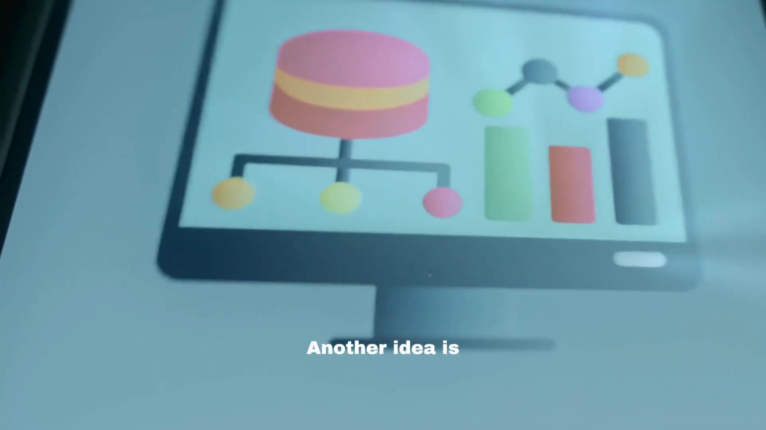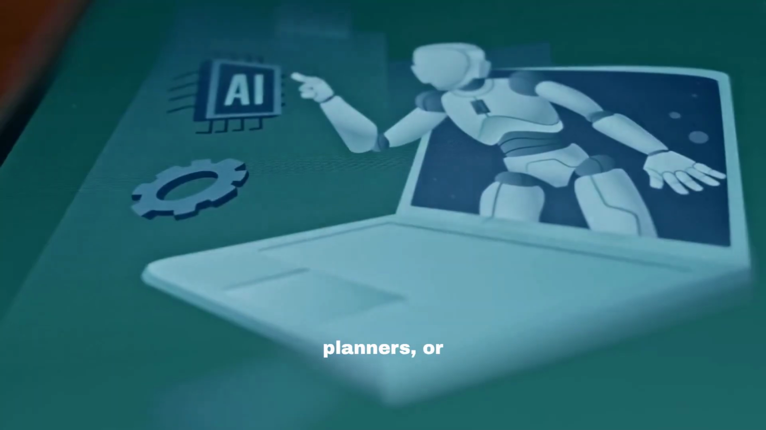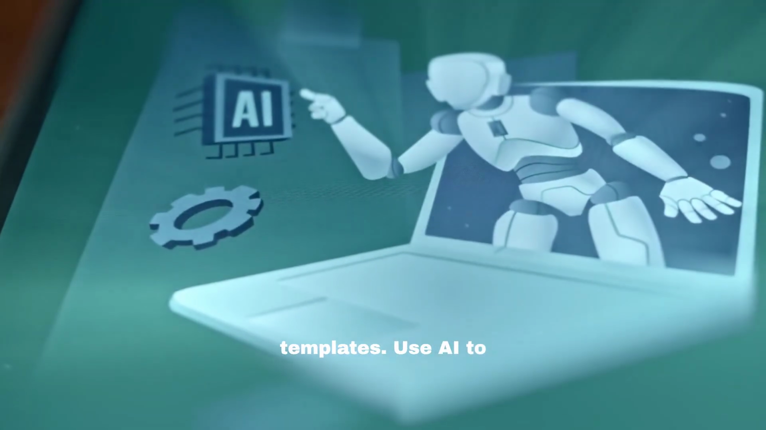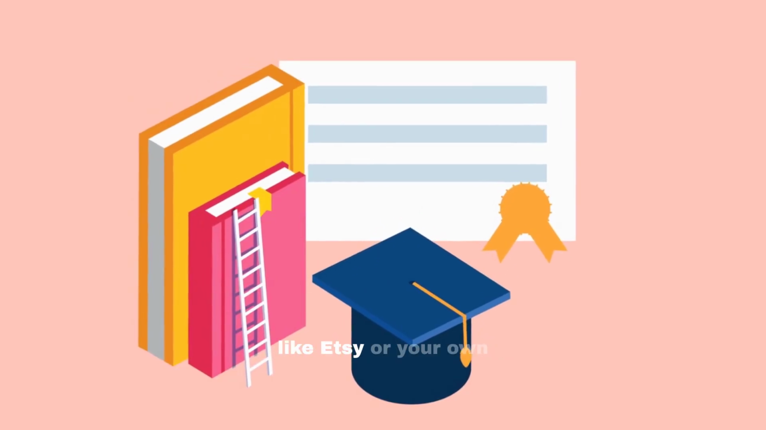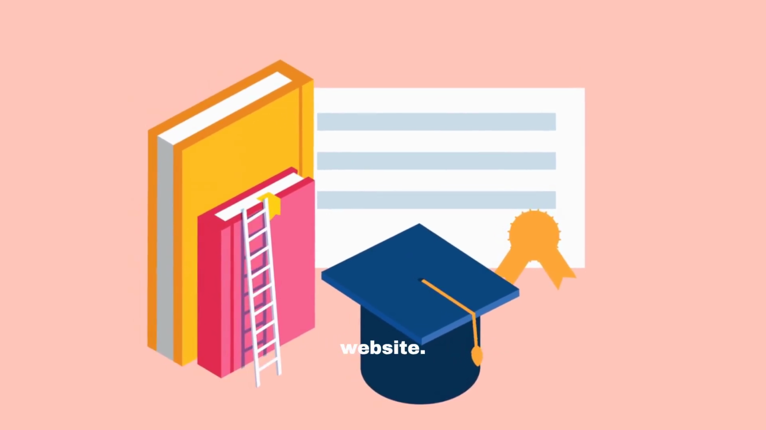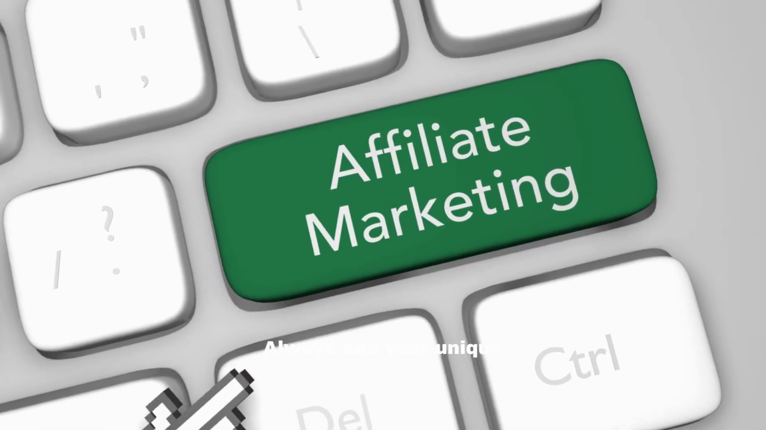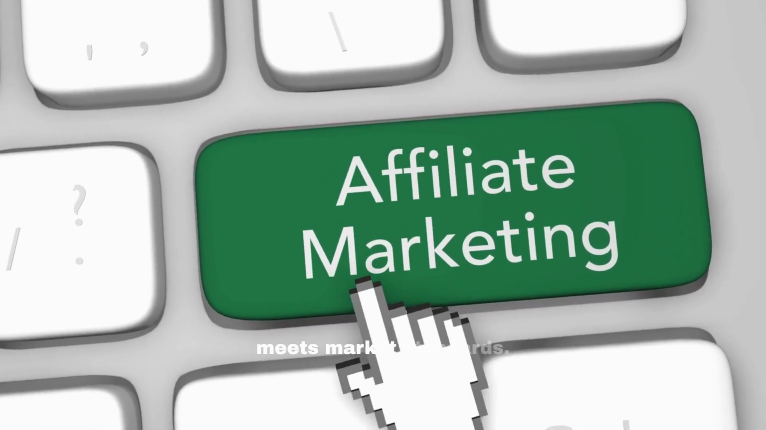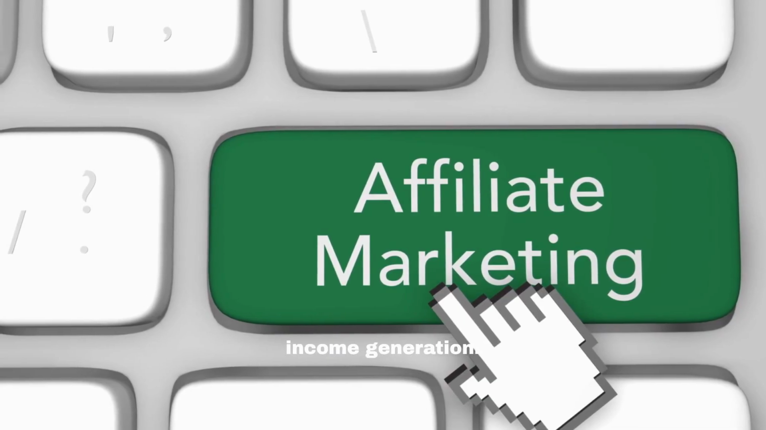Another idea is creating AI-generated digital products like ebooks, planners, or templates. Use AI to generate content for niche ebooks or design elements for digital planners. These can be sold on platforms like Etsy or your own website. Focus on specific niches where AI can quickly generate relevant and valuable content. Always add your unique touch and ensure the quality meets market standards. This allows for scalable income generation.